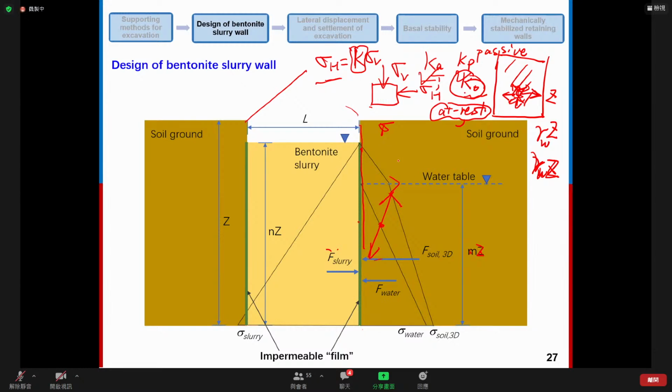Even if we consider water pressure in 3D, as we discussed before, the water pressure in all directions is the same. It's equal to gamma water times Z. So that's why we don't need to consider the 2D or 3D case for water pressure. I hope this can answer your question.